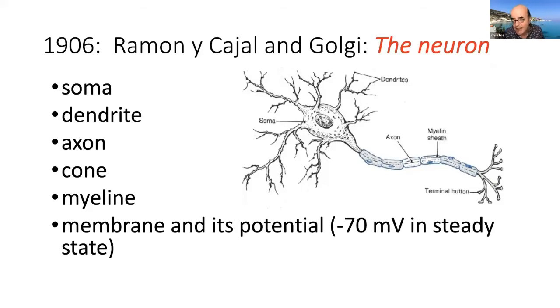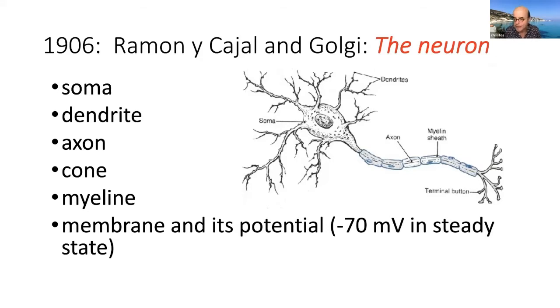There is myelin. These are the little beads that cover the axon and make it a long distance transmitter. There is the membrane: all the outside wall of the cell is called membrane, and it has a potential which is crucial relative to the outside world. It is minus 70 millivolts in steady state.